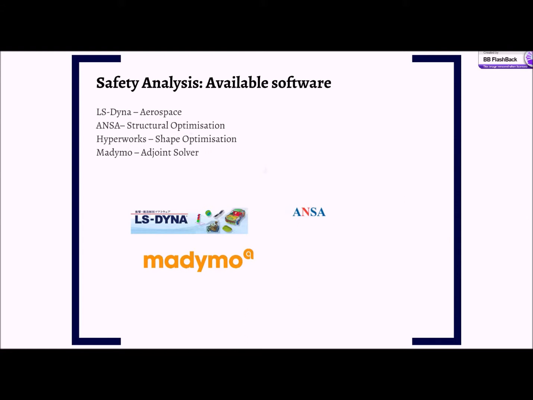Madymo is a software which offers an adjoint solver. This particular function provides insight into how to modify geometry to achieve design goals. It provides information in a single simulation, data that is difficult and expensive to gather using other methods, by computing the derivative of engineering quantities with respect to the system inputs.